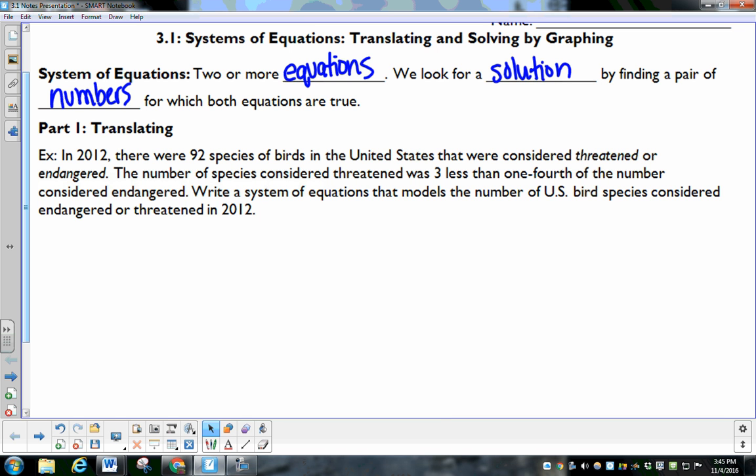So the first thing I want you guys to do when you're working problems like this is to define your variables. So we have two variables we're talking about here. We have the number of bird species that are threatened and the number of bird species that are endangered.